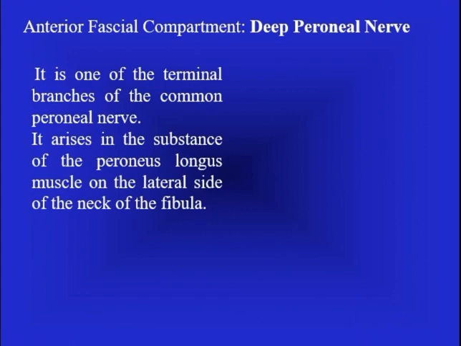The deep peroneal nerve is one of the terminal branches of the common peroneal nerve. It arises in the substance of the peroneus longus muscle on the lateral side of the neck of the fibula. So it is closely related to the neck of the fibula. Any injury or fracture of the neck of the fibula might damage the deep peroneal nerve, leading to paralysis of the muscles supplied by that nerve.